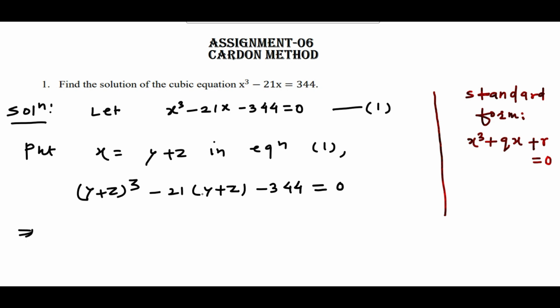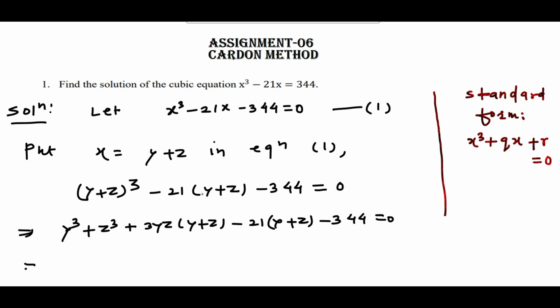So now, by using the identity of a plus b, we can write y plus z to the whole cube is equal to y cube plus z cube plus 3 times yz, y plus z, negative 21 y plus z negative 344 is equal to 0. So it will give y cube plus z cube plus 3yz, y plus z, that is x, negative 21x negative 344 is equal to 0.